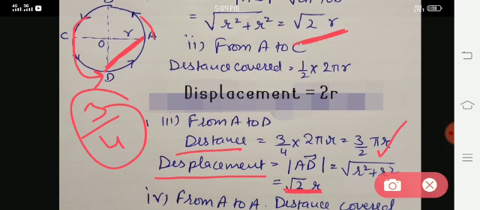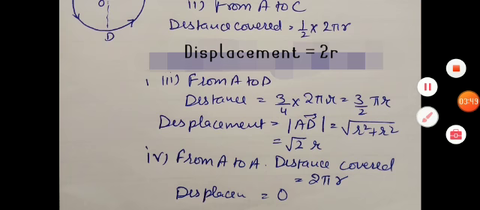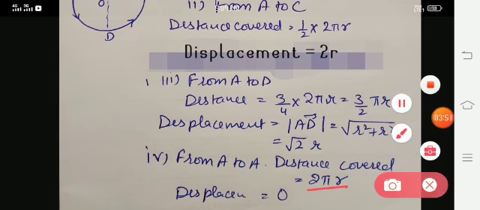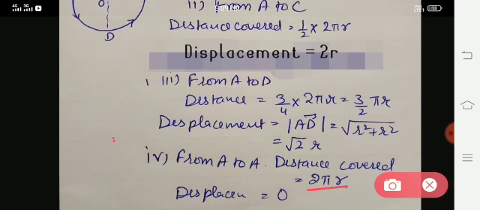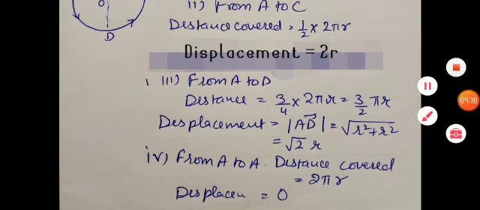And for the entire complete circle, which is the 4th case, you can find the complete distance to be 2 pi r, and the displacement is the difference between the initial and final position, which comes out to be 0. So the displacement is 0 in this case. This was your numerical. I hope you understand this.